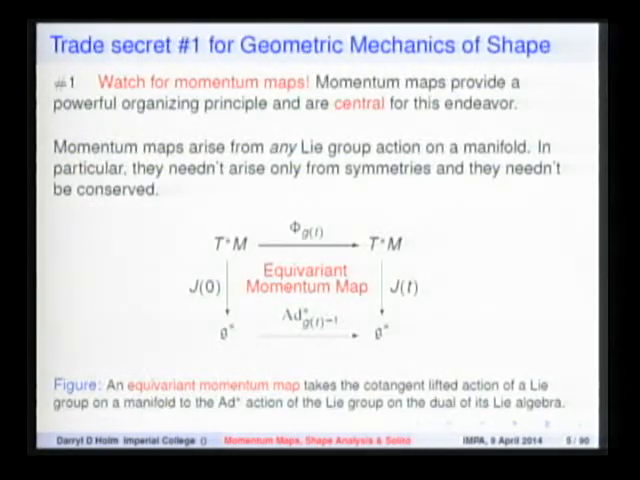Okay, so trade secret number one for the geometric mechanics of shape turns out to be watch for momentum maps. Once you cast it into the form of momentum maps, you've got it into a framework. So these momentum maps provide a powerful organizing principle, and they're central for this endeavor. And of course, they arise from any Lie group action on a manifold, and they don't have to be symmetries. They just have to be able to understand how they evolve using Ad star. Okay, in particular, we're going to want equivariant momentum maps, which evolve by Ad star.